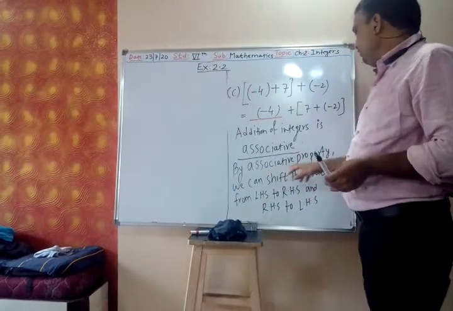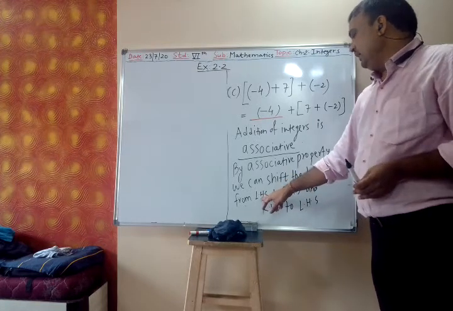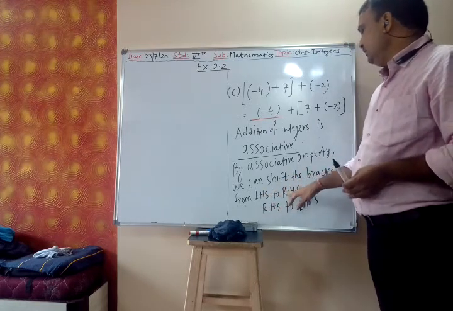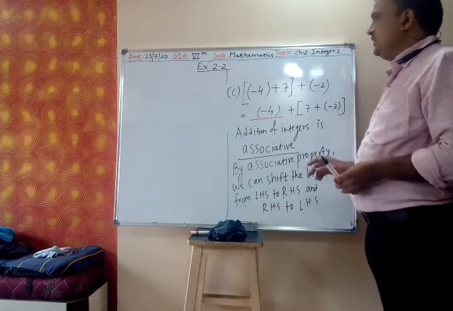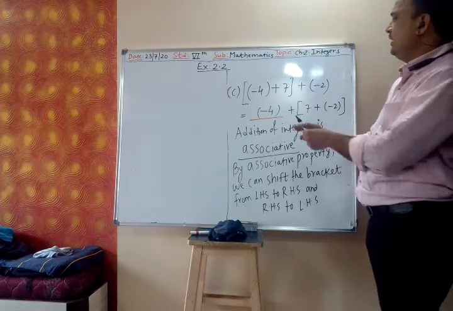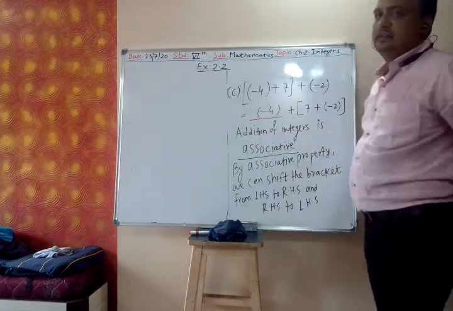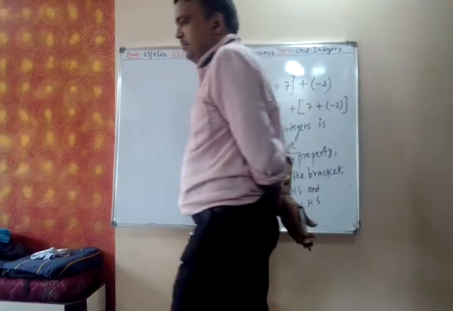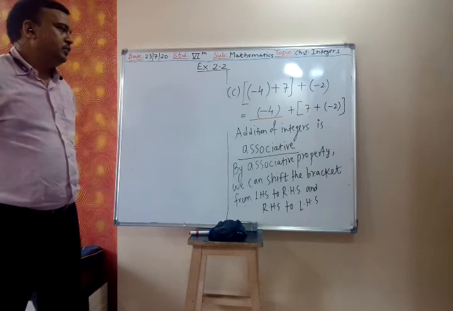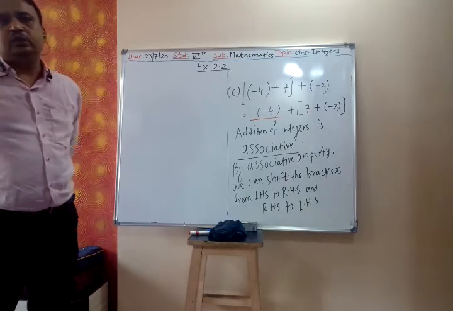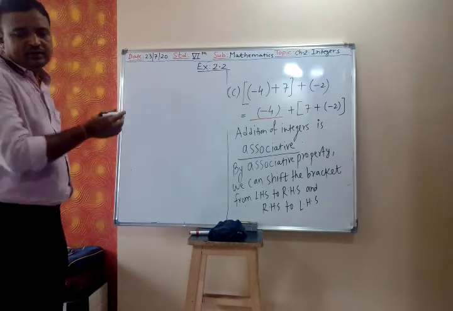By associative property, we can shift the bracket from left hand side LHS to right hand side RHS, and right hand side to left hand side. We can shift the bracket from left to right, right to left. You will get the same answer. So by associative property, you can shift the bracket from left hand side to right hand side.